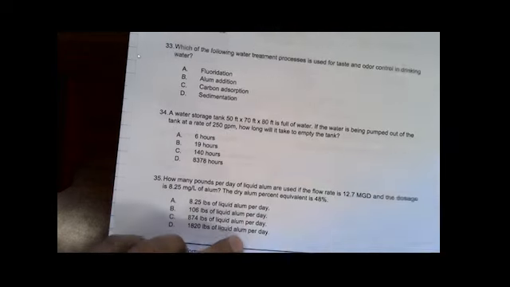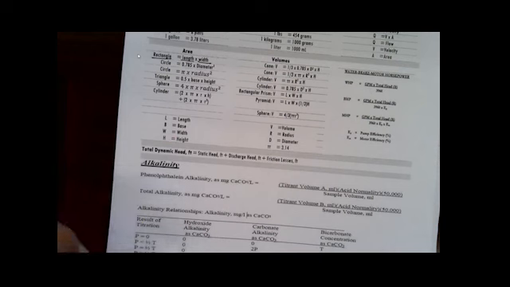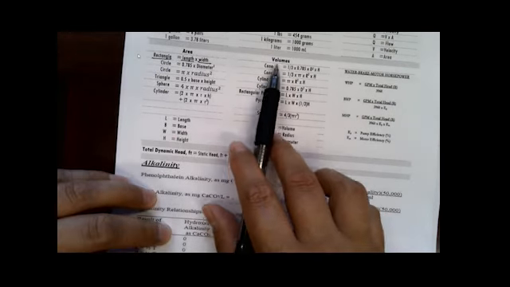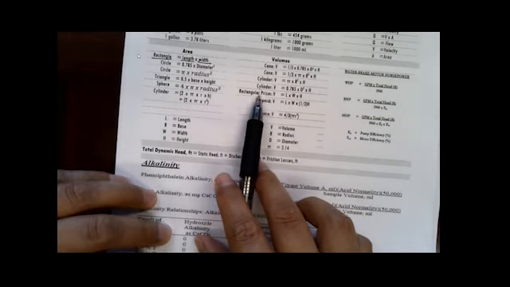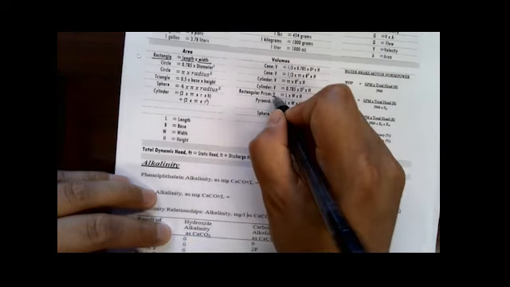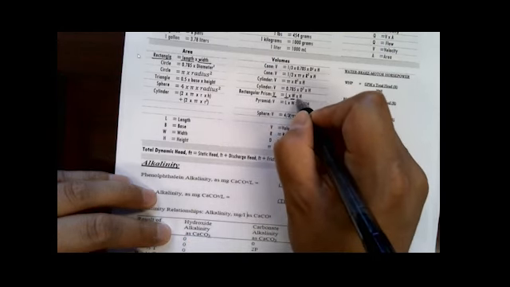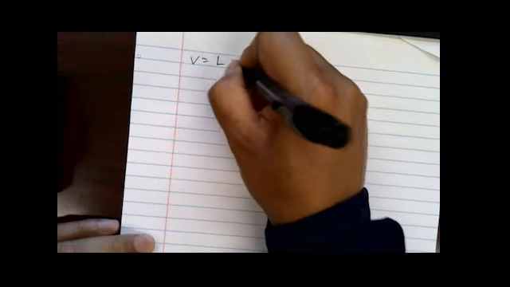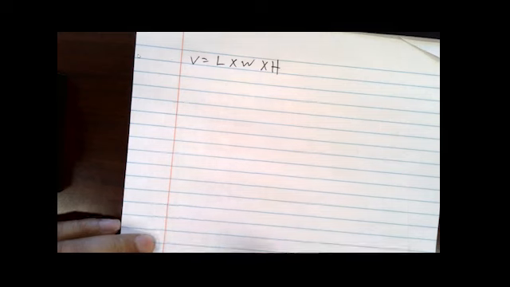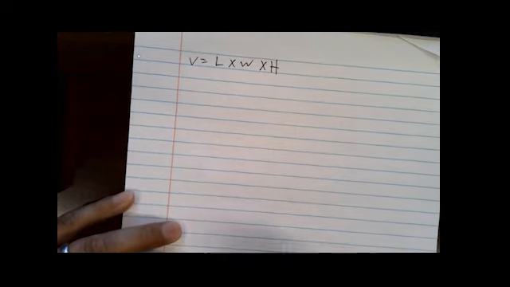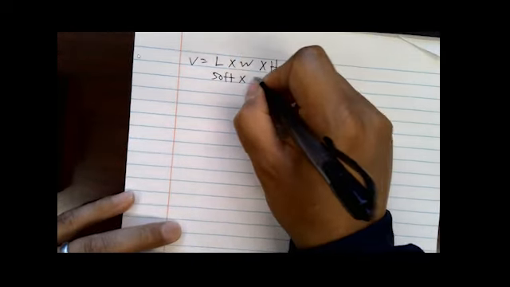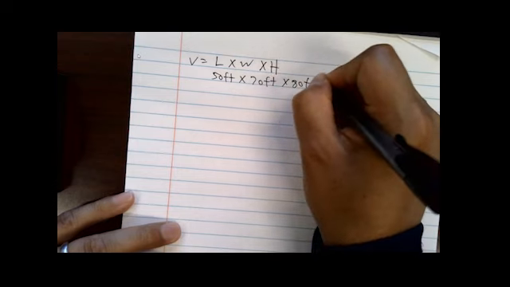So let's take a look at the formulation sheet and see what volume equation we're going to be using, right? We're given length times width times height. So the volume equation we're going to be using, again, a rectangular prism, is length times width times the height. Let's write that down. Volume is equal to length times width multiplied by height, right? We're given those dimensions. That's 50 feet by 70 feet by 80 feet.